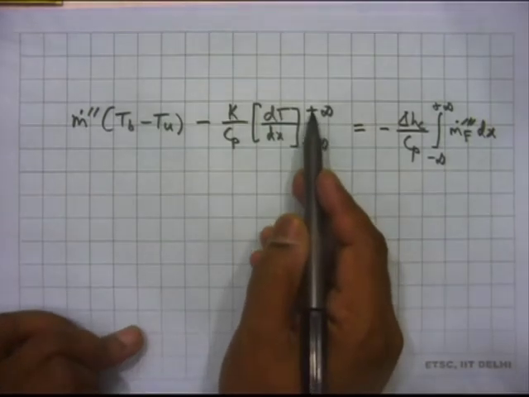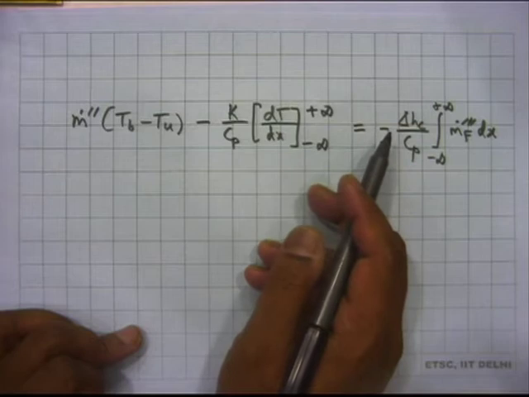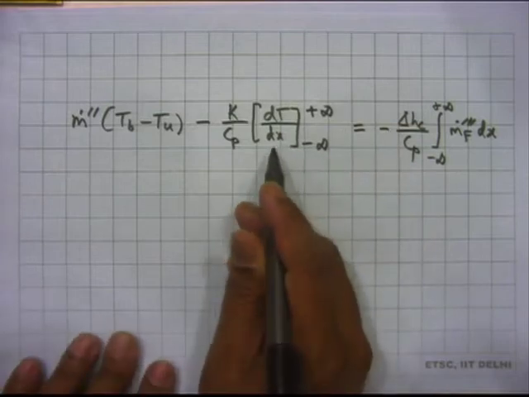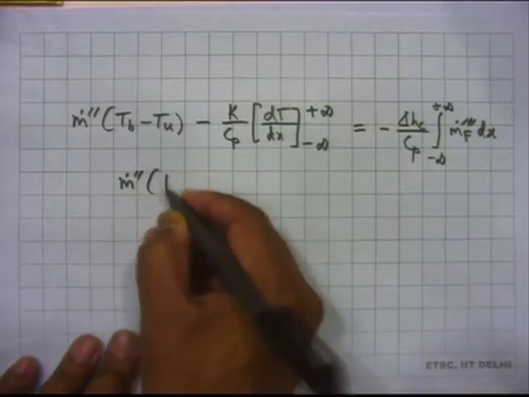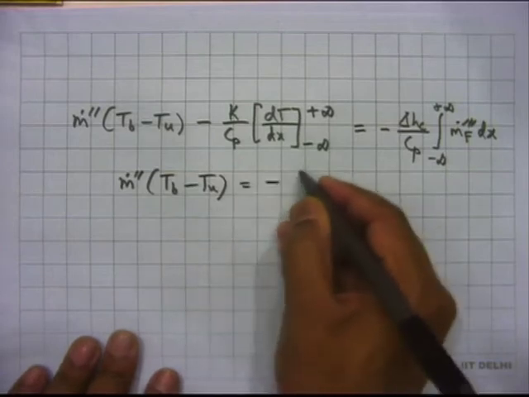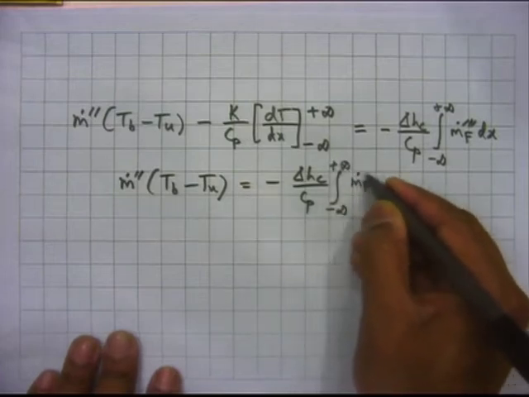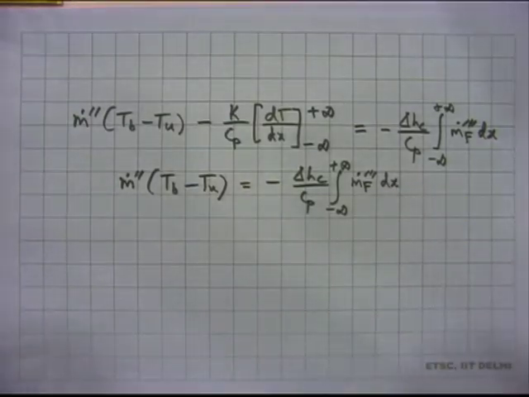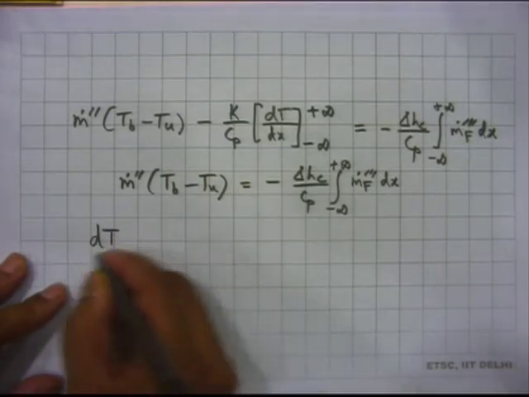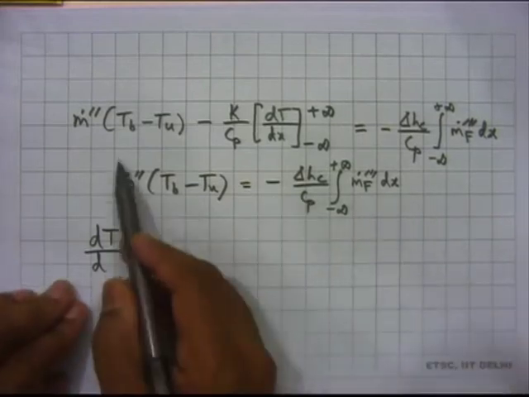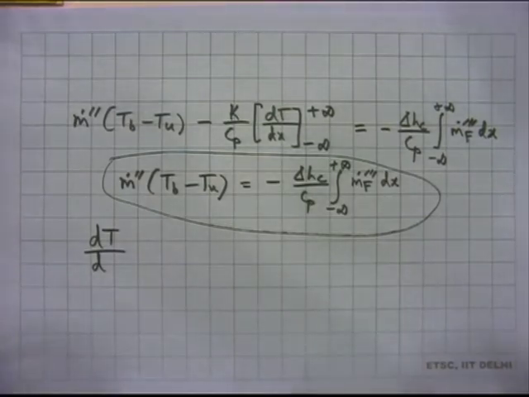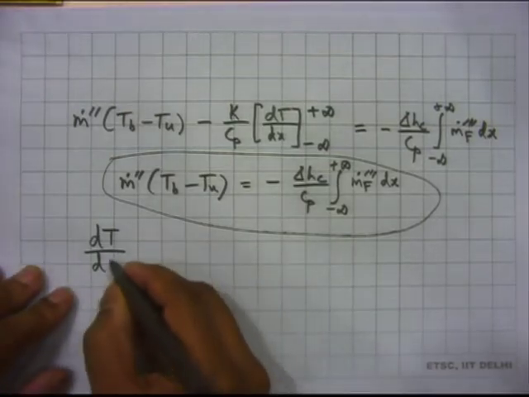So, dT/dx at plus infinity, dT/dx at minus infinity, both are 0. Okay. Both are 0. So, m dot double prime, this. So, this is a form of the energy equation, but we will also like to write it in a slightly different form using dT/dx.